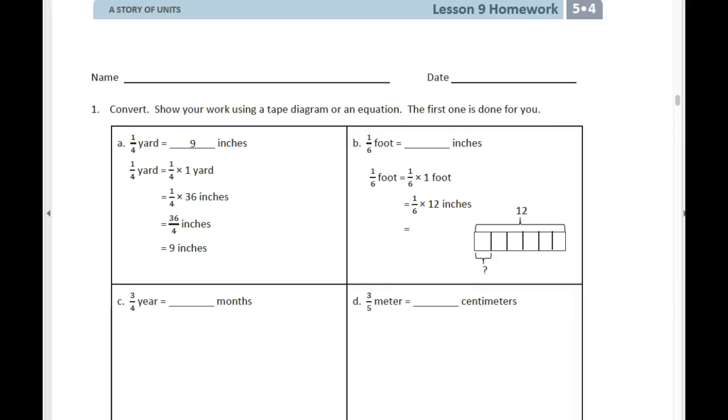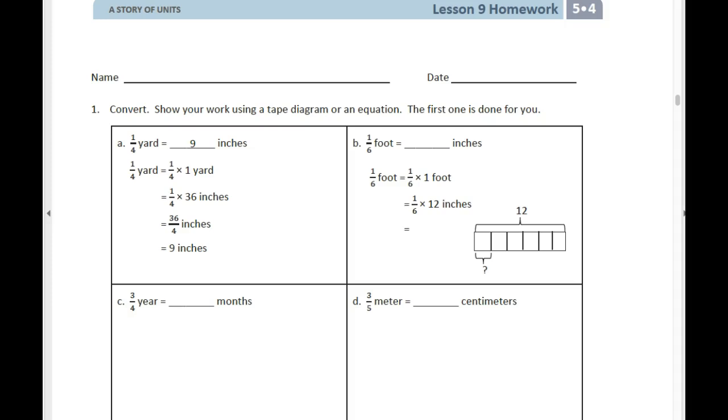Here's 5th grade, lesson 9 from module 4. What we're looking at today is using the multiplication with a fraction and a whole number that we've been doing to calculate when you are changing a unit from one thing to another and figuring out parts of units.